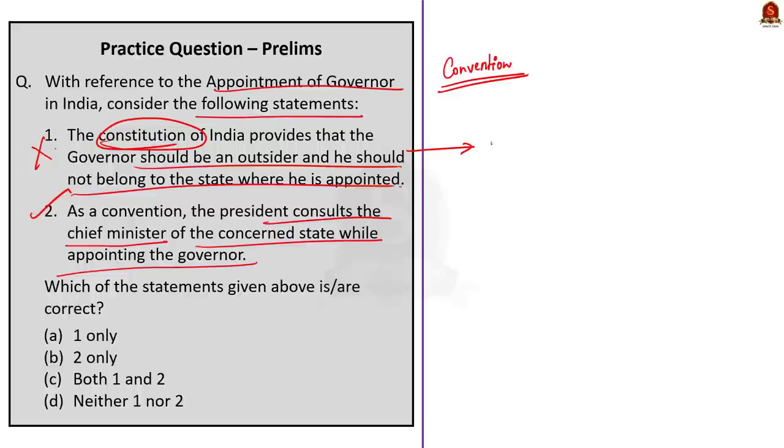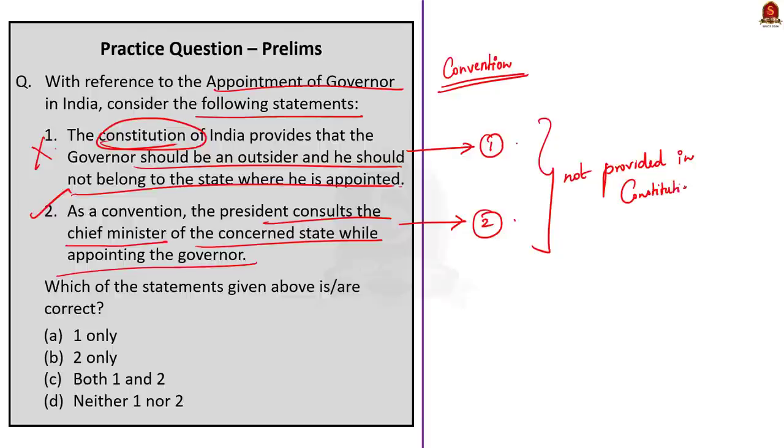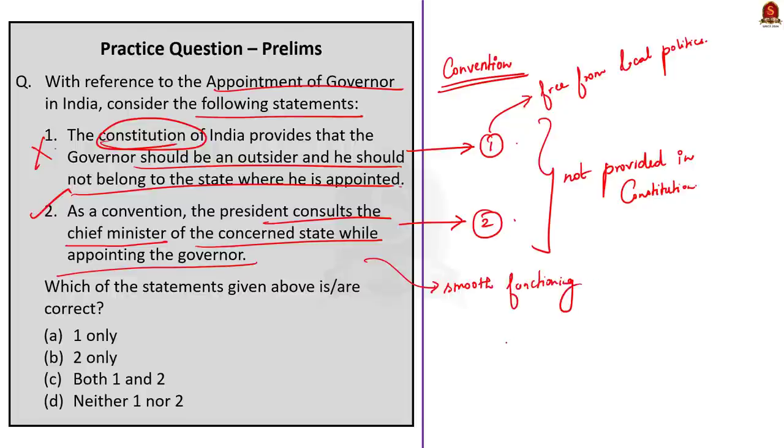See, two conventions were developed in appointing governor over the years. The first convention is that the governor should be an outsider and he should not belong to the state where he is appointed. And this is being done to ensure that the governor should be free from the local politics. And then the second convention is that while appointing the governor, the president consults the chief minister of the state concerned. And this is to ensure smooth functioning of the constitutional machinery in the state. However, both the conventions have been violated in many cases.